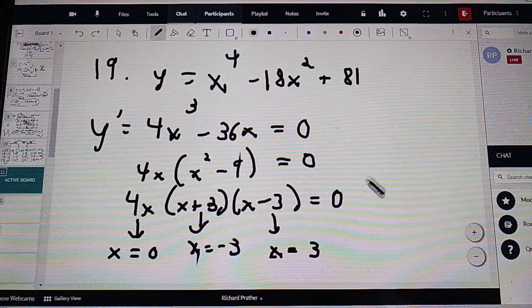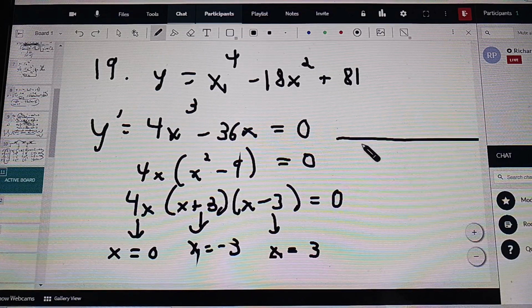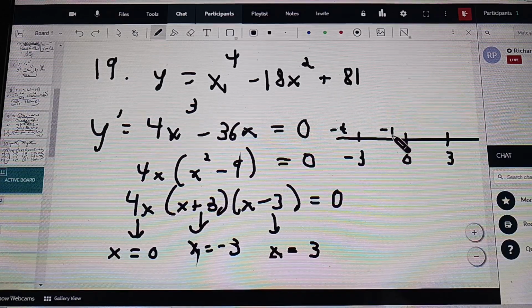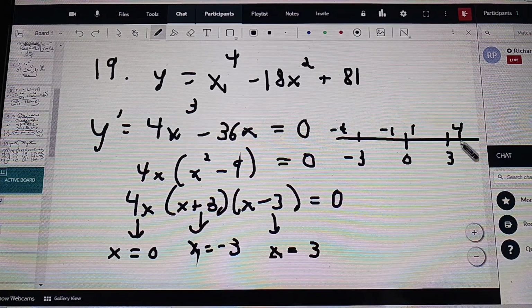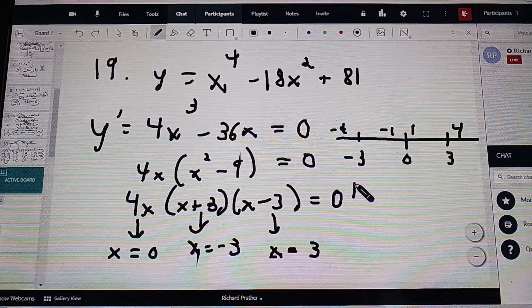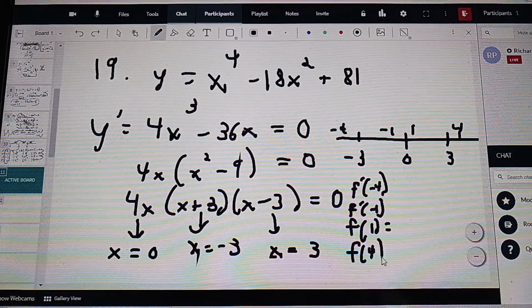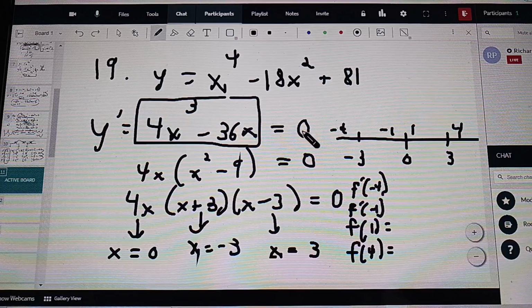So I'm probably going to get a very similar thing happening on the number line here. -3, 0, and 3. I would pick -4, -1, +1, and 4 as my checkpoints. So I need to plug into f prime. I need to plug in -4, -1, 1, and 4, and see if these switch from positive to negative or vice versa. So plug them in right here into the main derivative function.